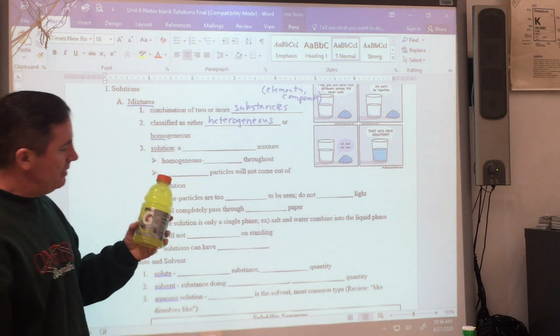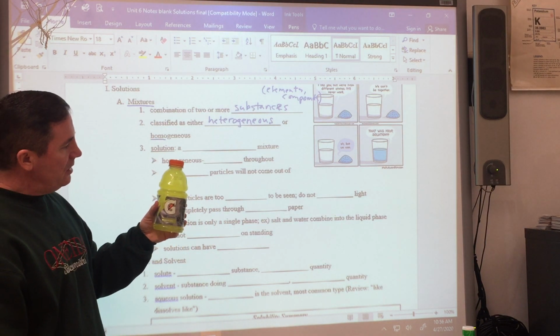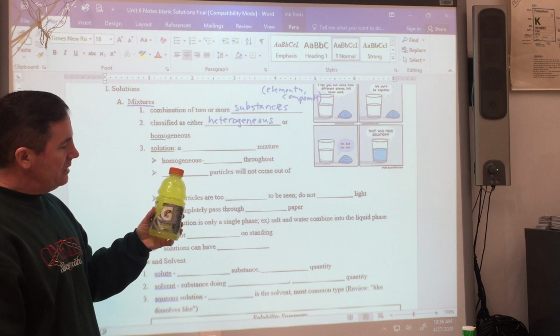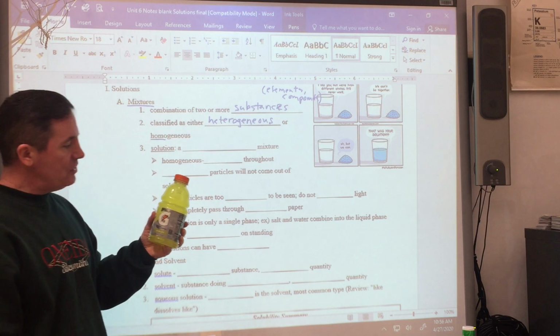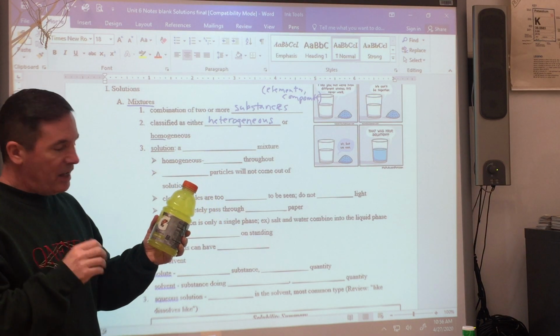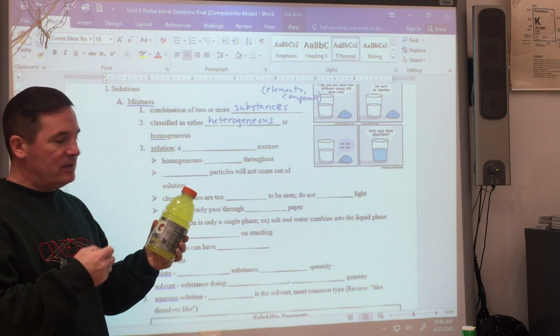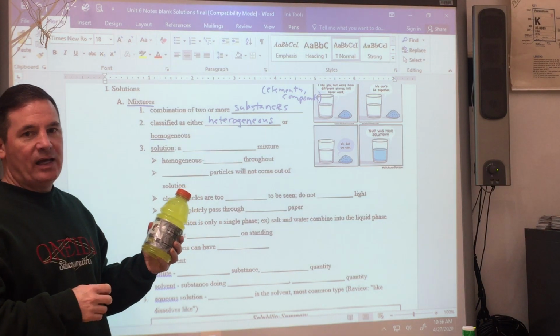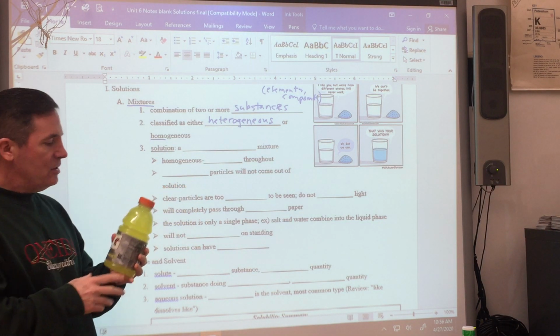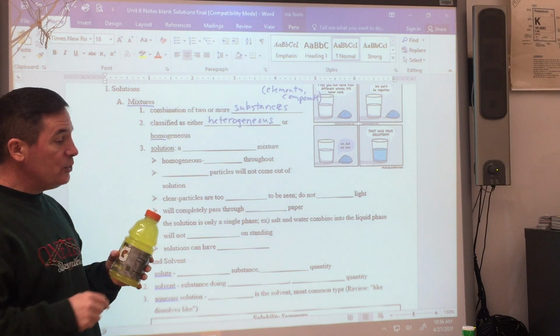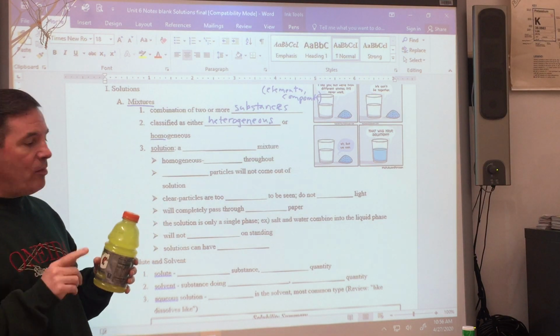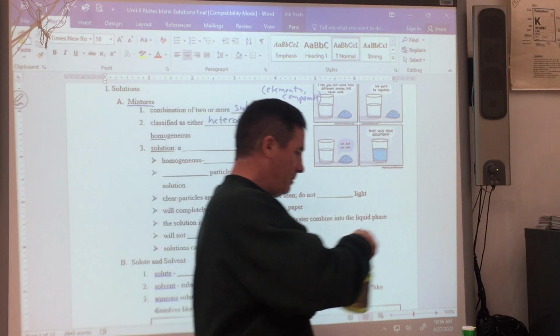And thirdly, I've got Gatorade here. Now, Gatorade is a solution. It's a solution of water. It's got sugar in there, and then they've added other kinds of ions that they call electrolytes. This is a solution. And solutions are homogeneous mixtures.